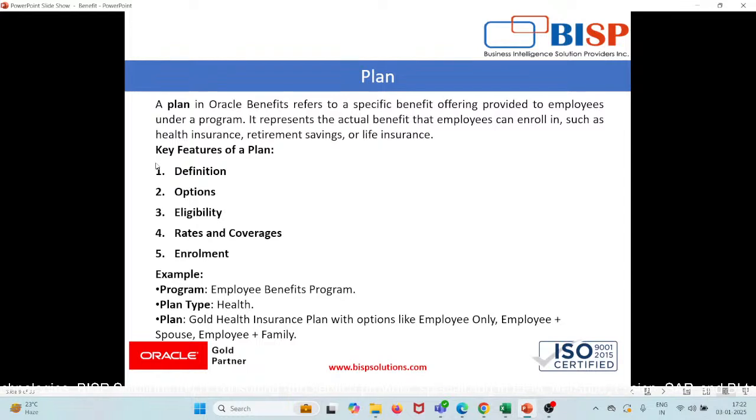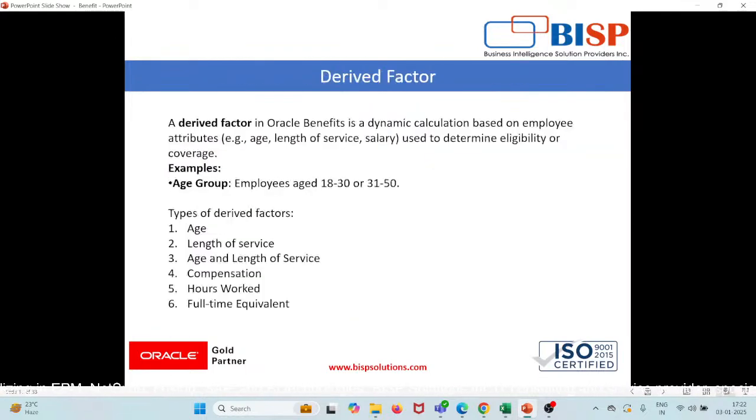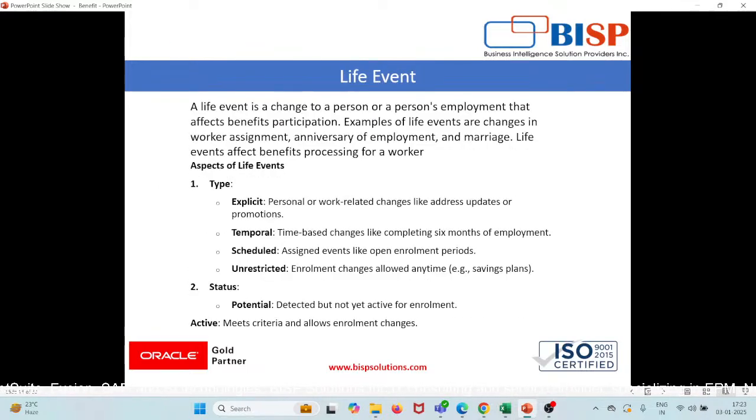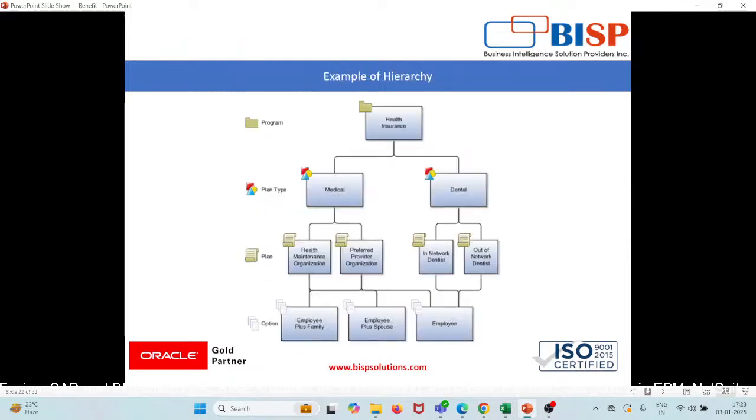So a plan in Oracle Benefits refers to a specific benefit offering provided to employees under a program. So this will be under program. It represents the actual benefit that employees can enroll in, such as health insurance, retirement savings, and life insurance. So this is the actual benefit in which the employee enrolls. Let me take you to this. So this is your actual benefit.